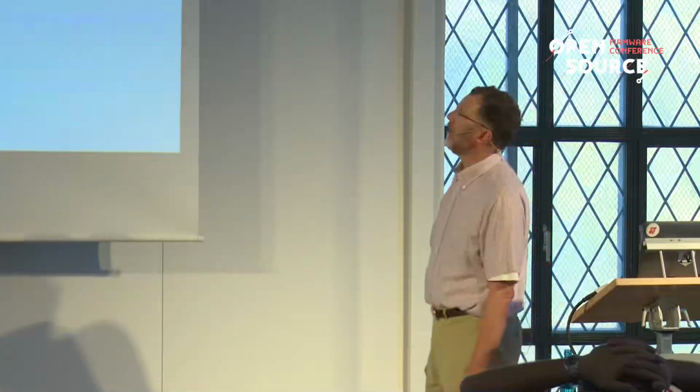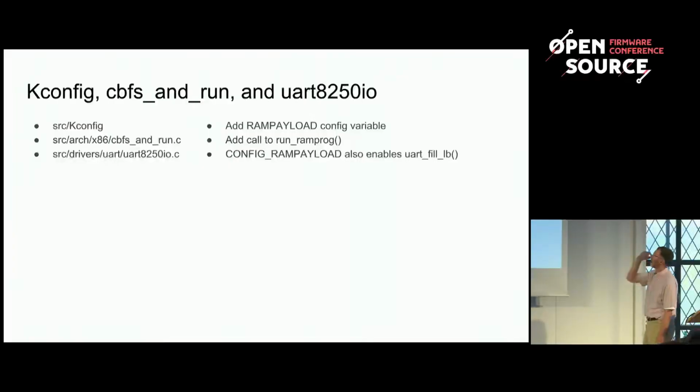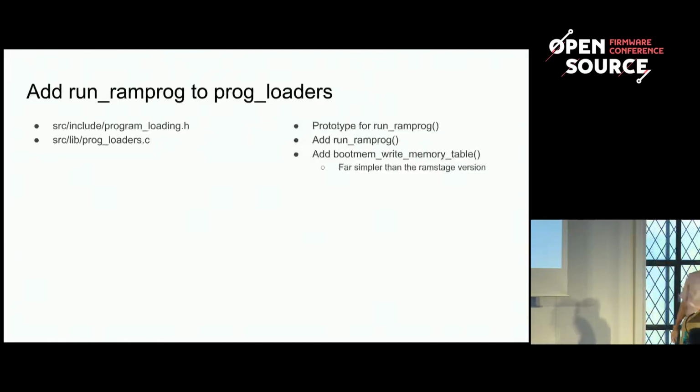I added a RAM payload config variable in CBF, as in run. I've added a call to run ramprog. This is kind of boring stuff, but I'm just going to quickly run through it. In the UART 8250 IO, if config RAM payload is set, then I call UART fill LB, which adds a table entry for the serial port. Then I created this function run ramprog, and that changes program loading.h. One weird thing: I added my own compact boot mem write memory table, because calling the standard one that runs in the RAM stage brings in a lot of dependencies on tables that we don't actually create in the ROM stage. So it proved to be a lot simpler just to have a truncated write memory table.